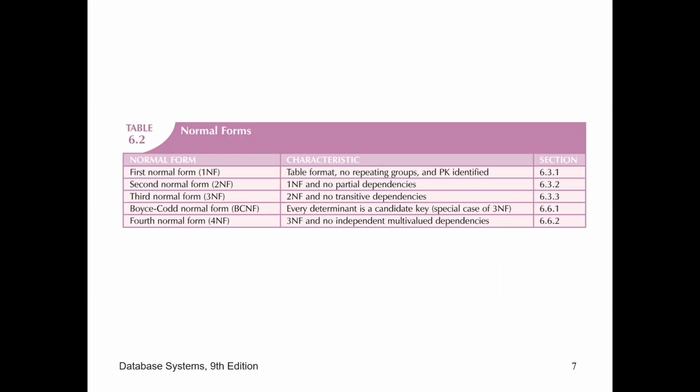To accomplish the objective, the normalization process takes you through a series of steps that lead to successively higher normal forms. The most common normal forms and their basic characteristics are listed in Table 6.2. Students are requested to go over the table and try to learn the normal forms and their characteristics.